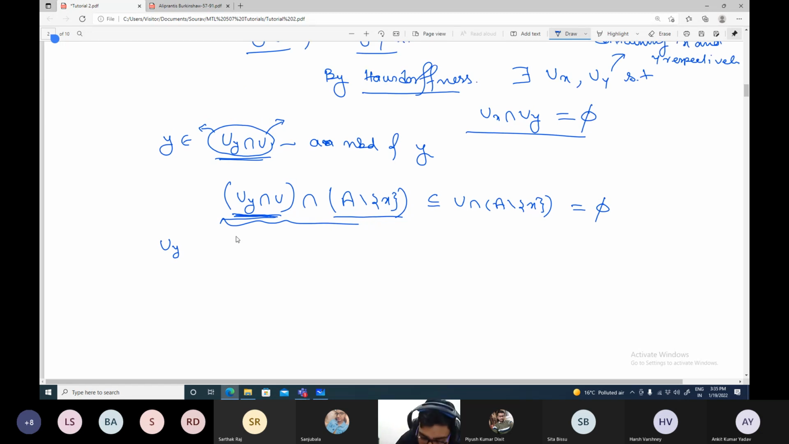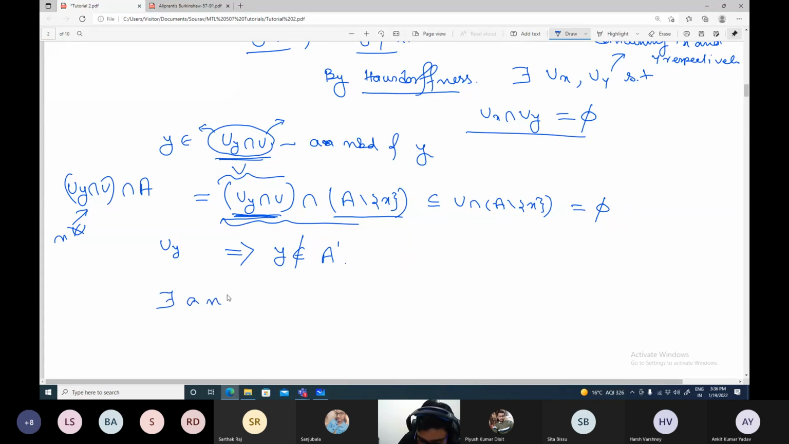So, and this implies y does not belong to a derived set, right? Is it clear? इसको हम सेम बोल सकते हैं कि U ∩ Y ∩ A, right? Because x is not here, because x does not belong to the first set. So इसमें से क्या बोल सकते हैं? This is a neighborhood, say V. So there exists a neighborhood V of y such that V intersection A is empty.